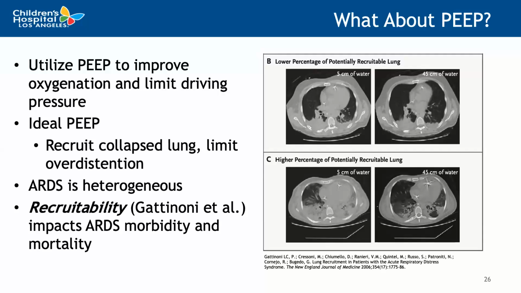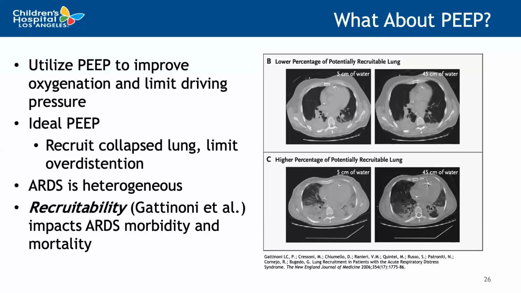As we know, ARDS is a syndrome and it's very heterogeneous. So different alveoli in different parts of the lung may have varying time constants and may be affected by PEEP differently. And there's this notion of recruitability, which was defined by Gattinoni et al. in their New England Journal of Medicine paper back in 2006, that showed that there was a mortality and morbidity benefit for patients that were found to have more recruitable lung disease. And so what is recruitable lung disease? In the image on the right, we have two different patients, one with recruitable and one without recruitable lung disease. And so recruitable lung disease is lung disease that is able to be overcome with higher PEEP or higher pressure, so areas of collapse that you can overcome.